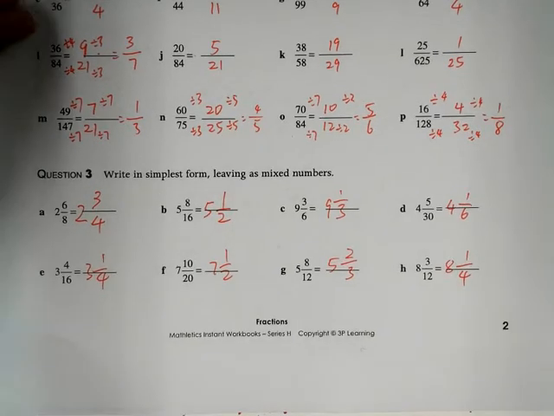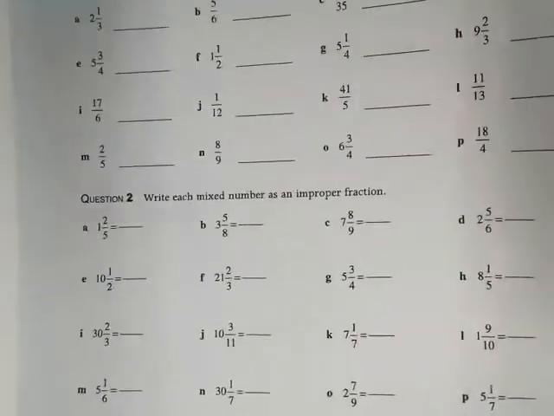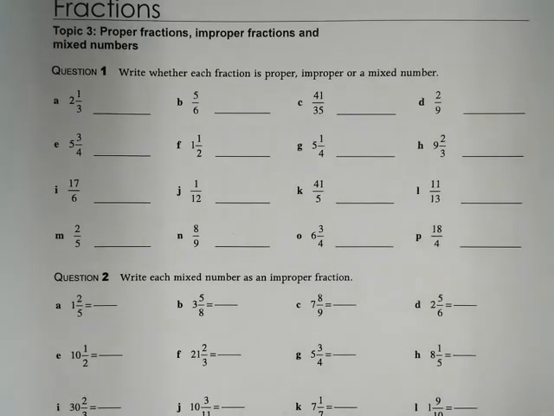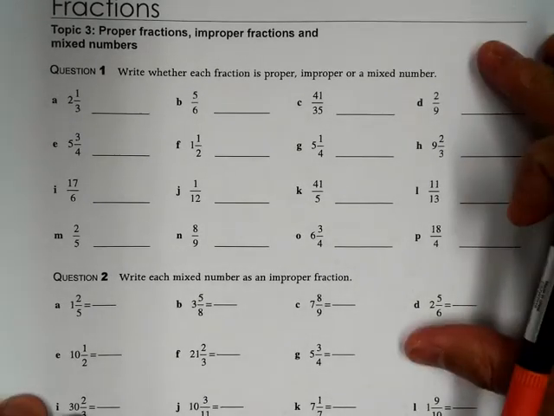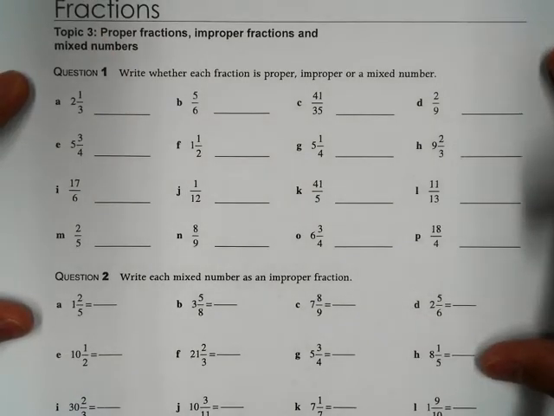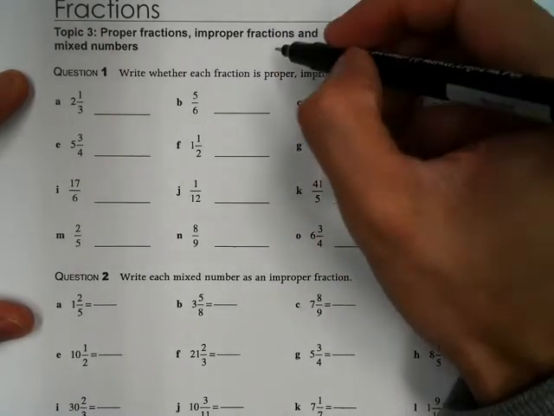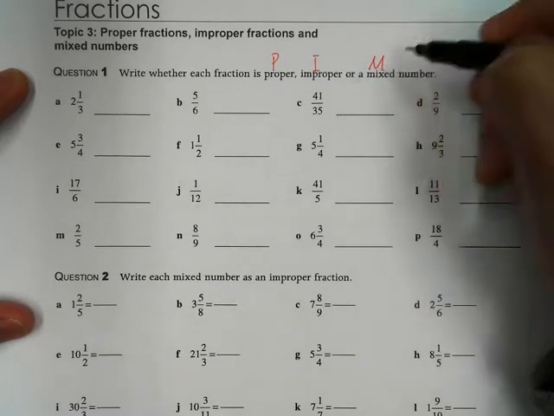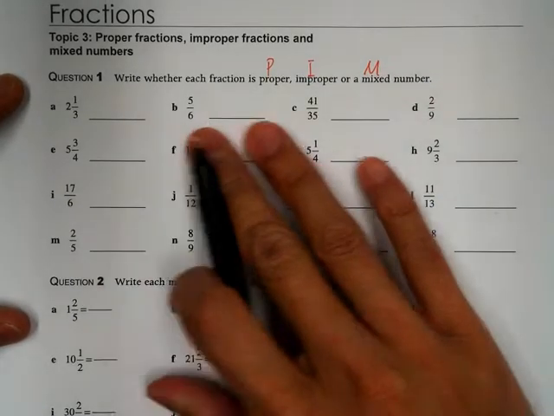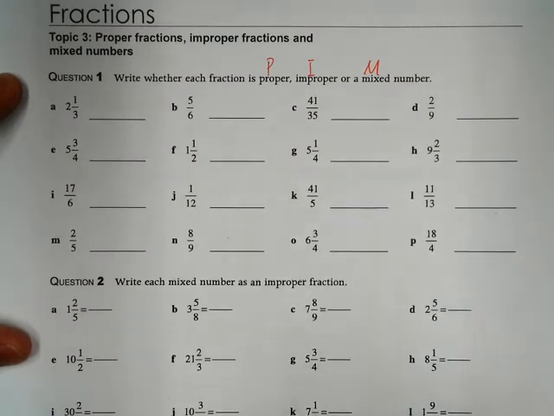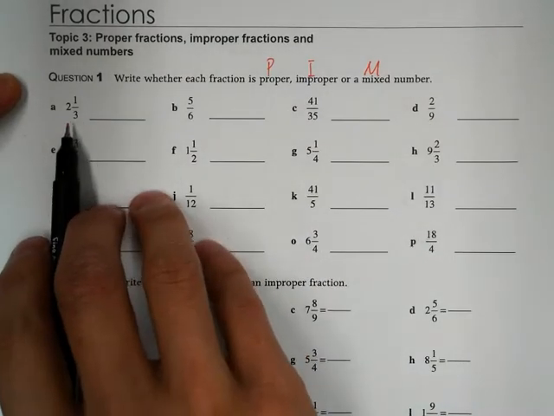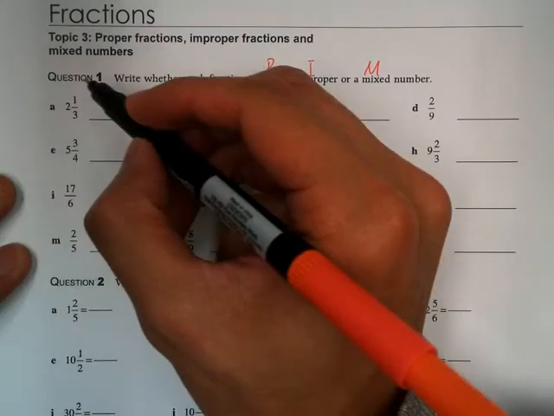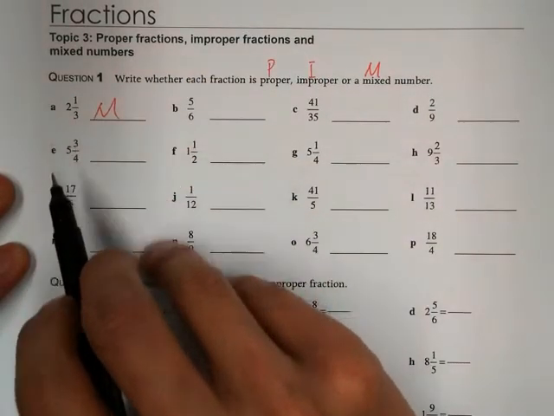So now let's move on. Next one is proper fractions, improper fractions, and mixed numbers. Firstly, we can use P to represent proper fraction, I to represent improper, and M to represent mixed number. I don't want to write down everything here, so just use P, I and M to represent all of these. The first one we have is 2 and a third, which is a mixed number. When we have a whole number and a fraction, it is a mixed number.